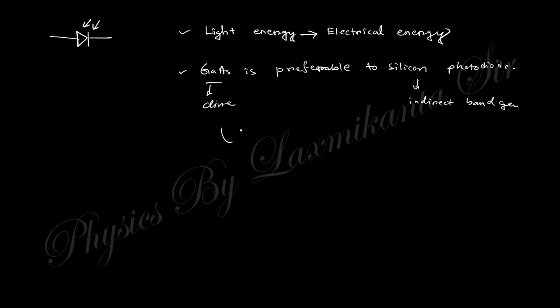Here the minimum of the conduction band and the maximum of the valence band are at the same k value, but here they are not at the same k value. So to reach the same k value, there is emission of a phonon and then emission of a photon. So this is all about the photodiode. In the photodiode, light energy is converted into electrical energy, and the effect of light can be detected using it. Now we come to the solar cell.